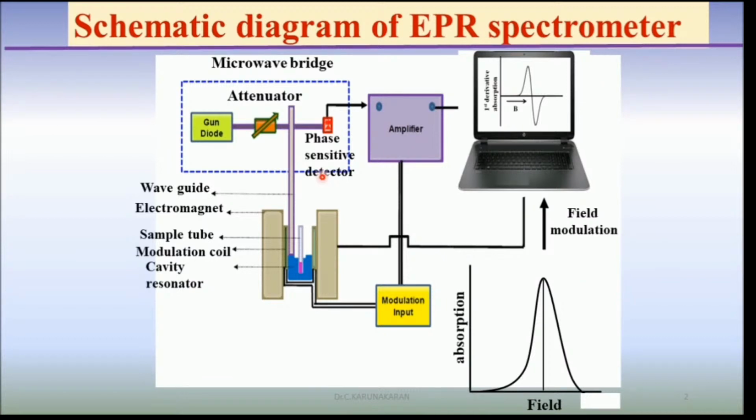In this case, we use a microwave bridge. It is used to generate monochromatic microwave, for example, at 9.8 gigahertz. A diode is used to generate the monochromatic microwave radiation. It uses a phase sensitive detector to convert the absorption signal into a derivative signal.